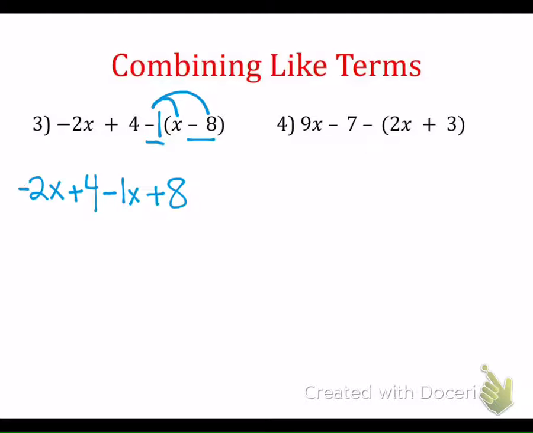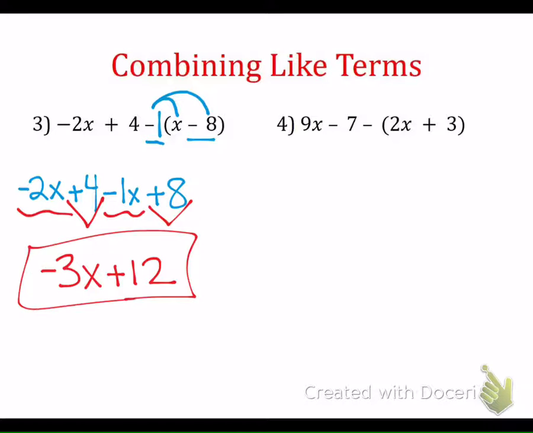Now we can combine the things that are alike. I see 2 spots with x's. Both negative, so keep the negative sign. -3x. Our constants, we have a +4 and a +8, gives me a +12. Perfect.